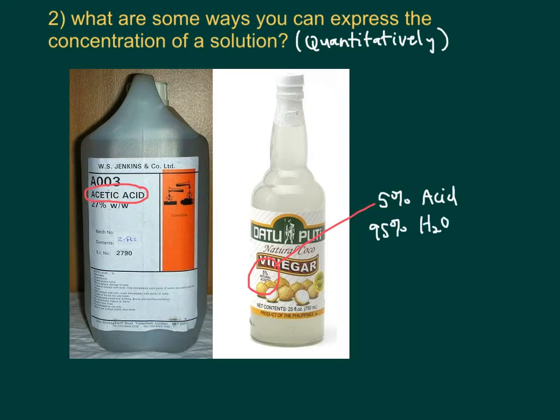That 5% comes from the volume. So if your volume is 25 fluid ounces, 5% of that, so 5 fluid ounces, is going to be actual acid, and the rest is water. Over here, we have concentration expressed in a slightly different way. This is weight, 27% w/w, meaning weight. So instead of volume, it's 27% by mass. So that's a couple of ways to express the concentration of a solution quantitatively.